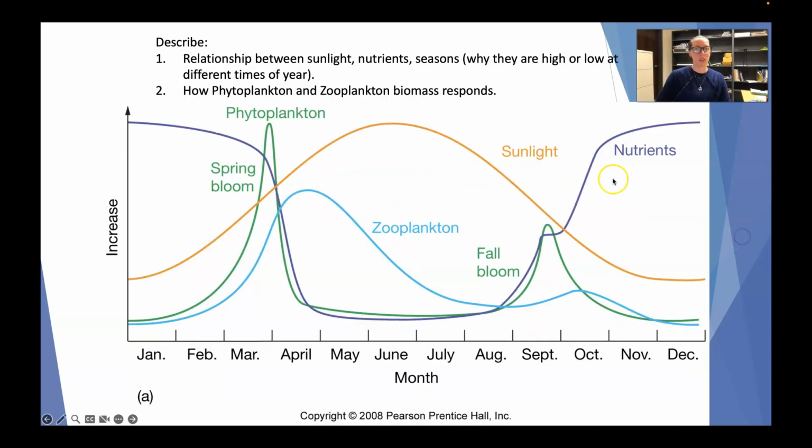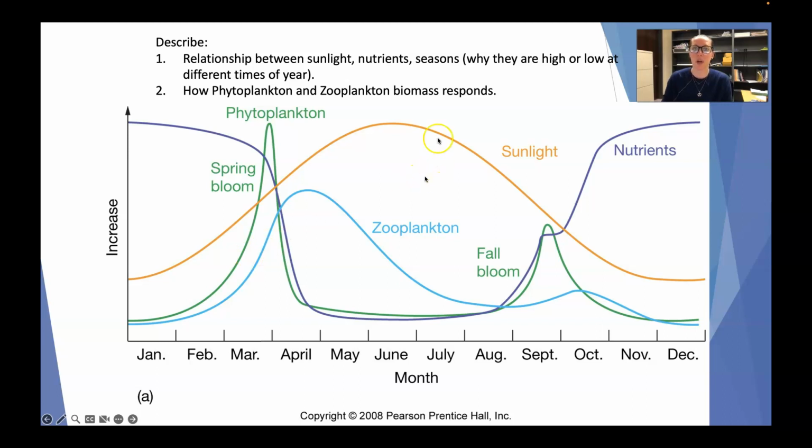So this is looking at a graph of lots of different things. I'll walk us through it here in just a second. It's basically all of those same ideas from the previous slide, just concentrated into a different sort of graph. The orange line is looking at sunlight. The purple line is looking at nutrients. The green line is phytoplankton bloom, and the light blue line is zooplankton.